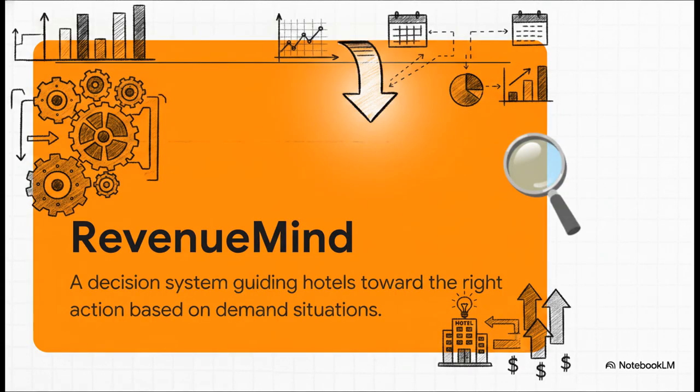RevenueMind is not a dashboard, not at all. It is an action and decision system. It looks at the specific demand situation of a date, so combining occupancy on the books with lead time and market pacing, and then it guides the hotel toward the exact right action. It's an engine designed to create revenue rather than just passively report on it.